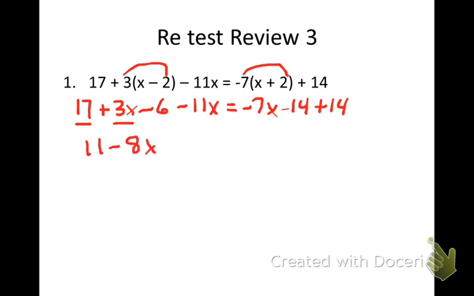So we're just doing the math on one side is really what you're doing. Negative 7x, I don't have any other x's over here. Minus 14 plus 14 is just 0. So see how it's simplified down into a much easier problem.